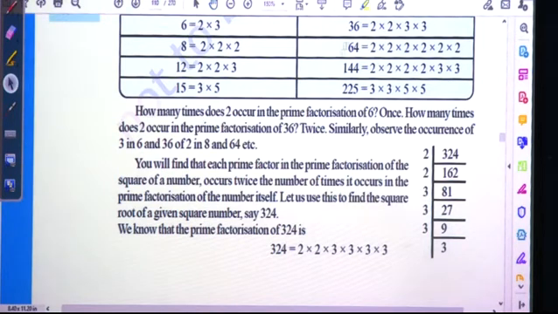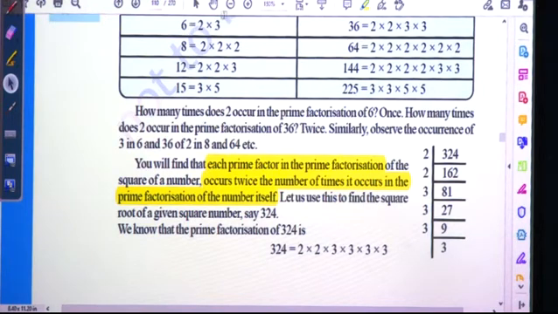This is a very important thing. What are they telling? You will find that each prime factor in the prime factorization of a square of a number occurs twice the number of times it occurs in the prime factorization of the number itself. What it means is very simple: in 6 the prime factor 2 is occurring once, and in the square of 6, that is 36, the same prime factor is occurring twice. Which one? 2.